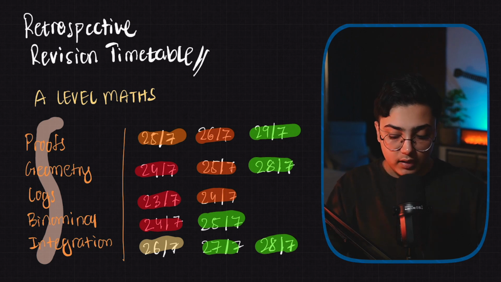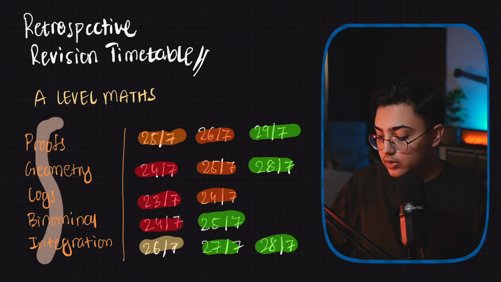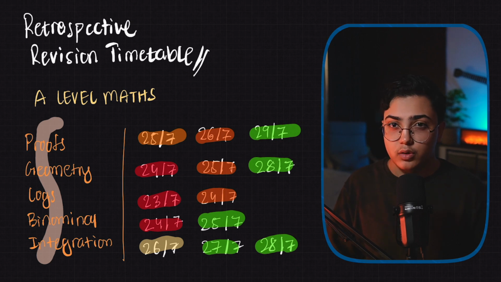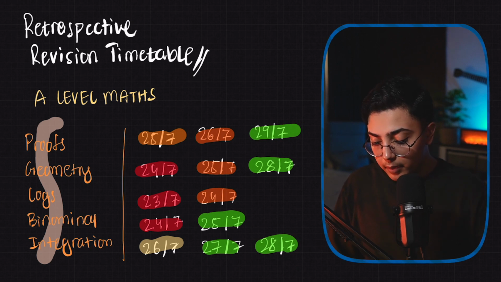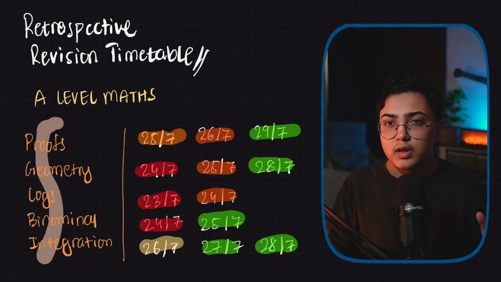Another benefit I see is that it allows you to understand which topics you're struggling with the most and which topics you're good at, so you don't need to study them anymore. For example, integration was okay on the first day, but binomial, logs, and geometry were not. So I should focus more on binomial, logs, and geometry rather than integration, because I've already understood integration. So that's how you use a retrospective revision timetable.